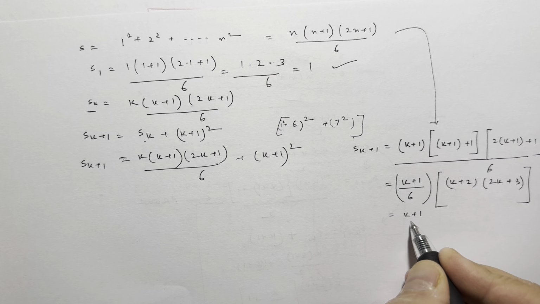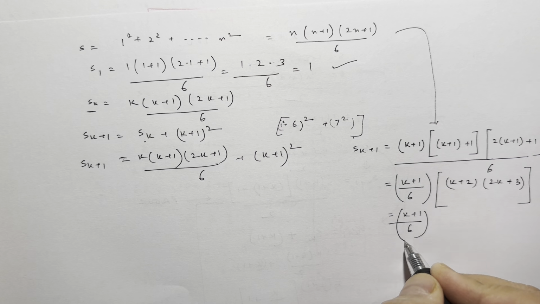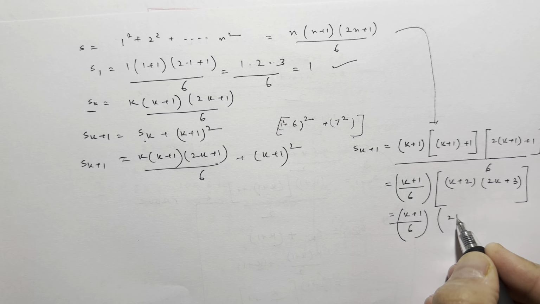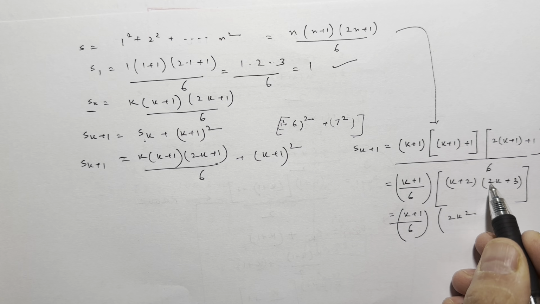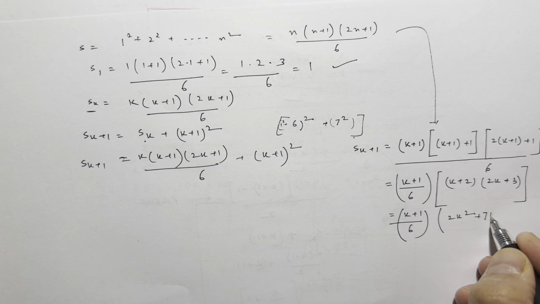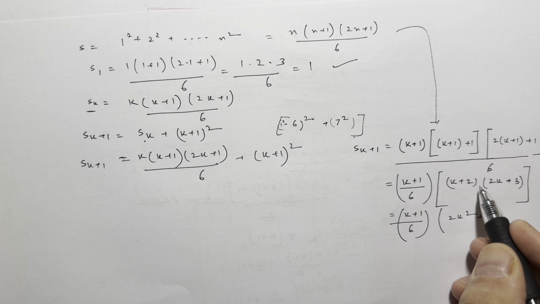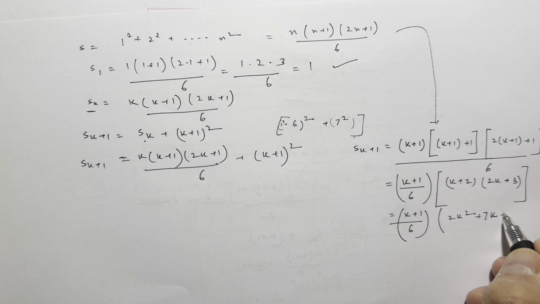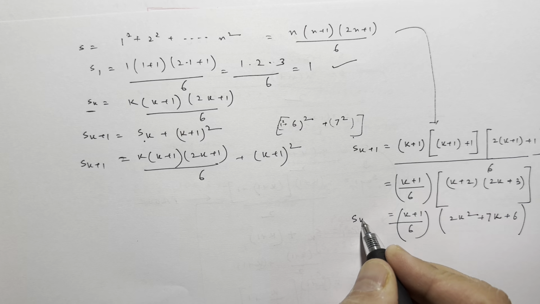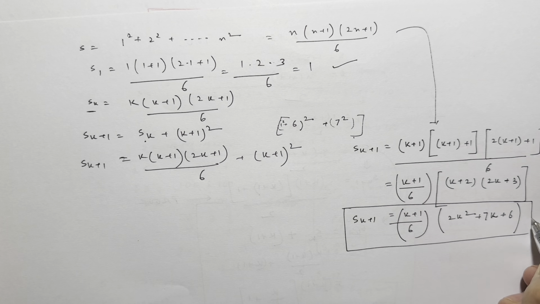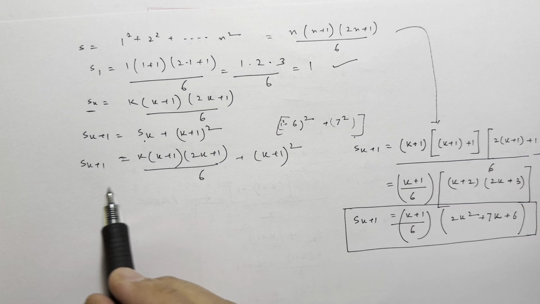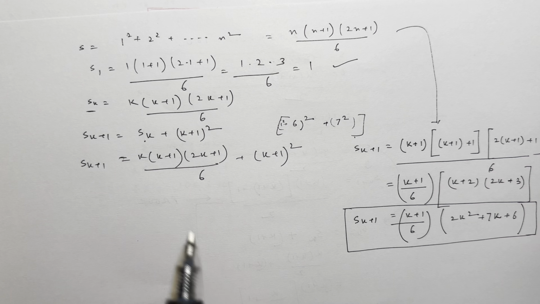Let's make it even simpler. (k+1)/6. This is 2k squared, 3k plus 4k, that's 7k, and 2 into 3 is 6. So this is what Sk+1 should equal in this expression when you manipulate it. And then we will be able to prove that this equation holds true.